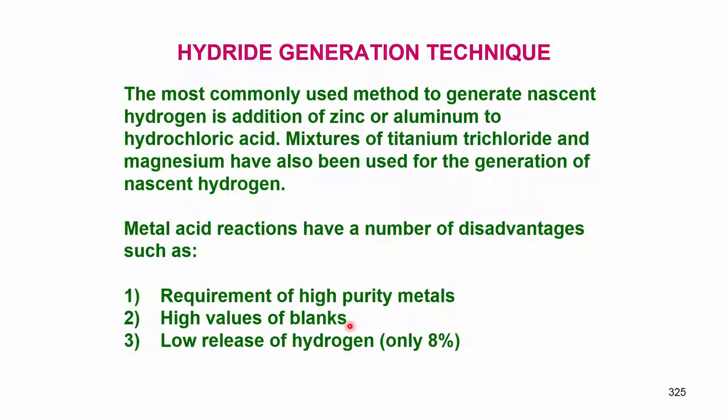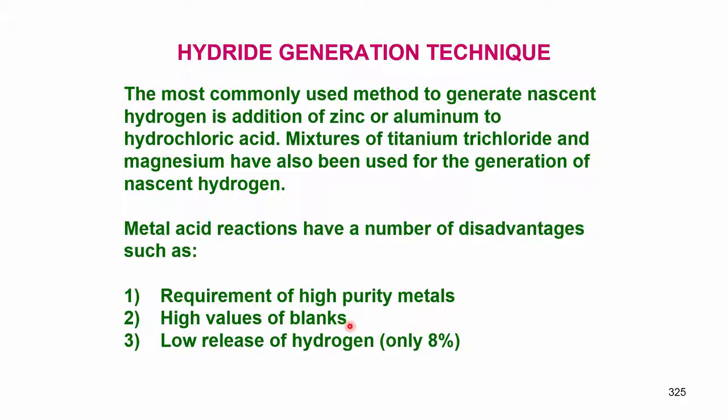For them, dedicated atomic absorption instruments can be employed, which is nothing but the attachment of this module into the flame. So, what is the hydride generation technique? The most commonly used method to generate nascent hydrogen is the addition of zinc or aluminum to hydrochloric acid.